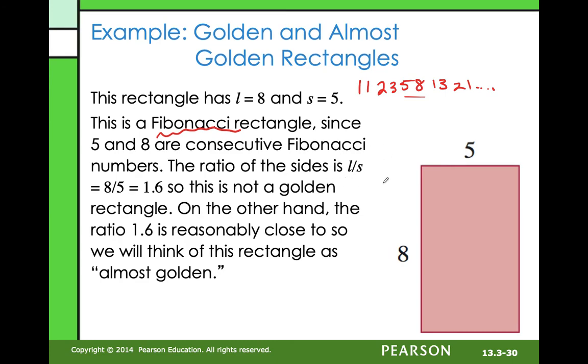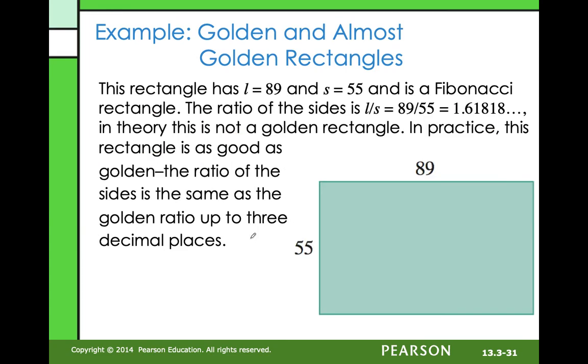The ratio of the sides then, if you take L divided by S, would be 8 divided by 5, which is 1.6. So, not quite a golden rectangle, because 1.6 does not exactly equal phi. On the other hand, 1.6 is reasonably close. It's a little bit less than, but it's pretty close to what phi is equal to. And since it's close but not exactly, we'll have this notation and say that it's almost golden.